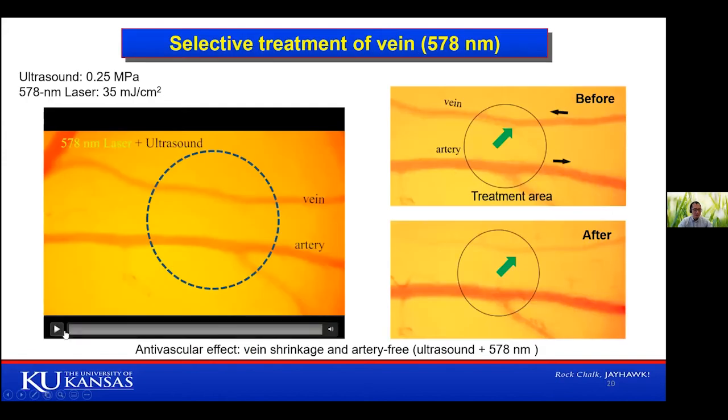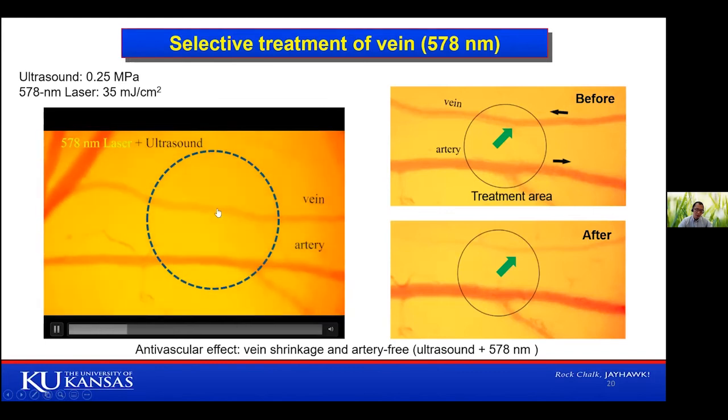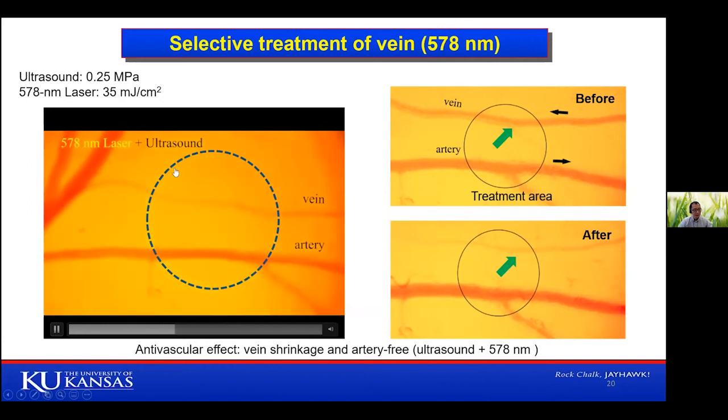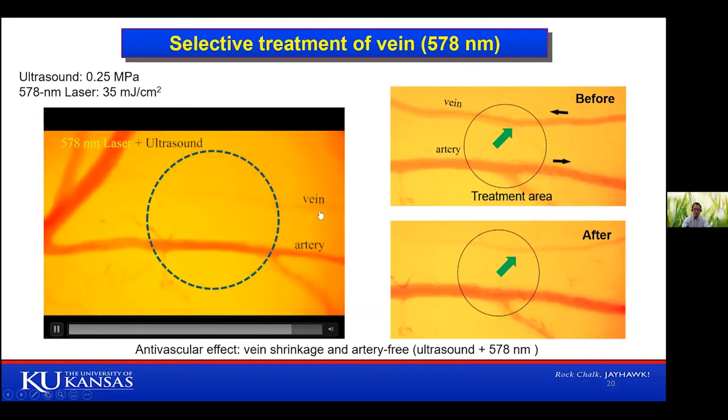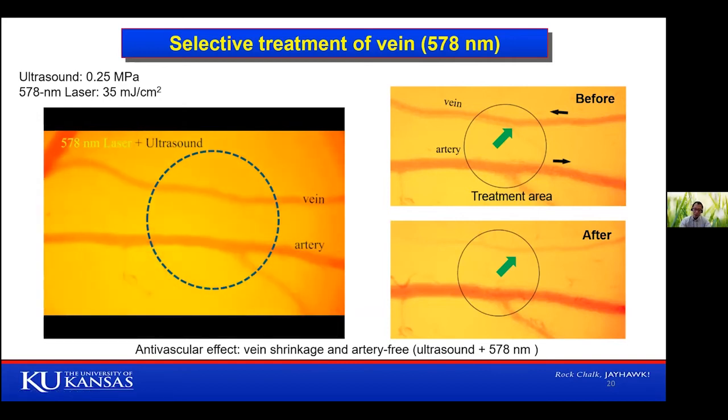So this is one example, again, in the chicken embryo. On the top here, at this particular wavelength, we target the vein. We use this technology and treat both vessels at the same time. And of course, after a certain time, you see only the vein got treated. That's because, at this particular wavelength, the vein strongly absorbs light, so we can produce more cavitation in this vein.